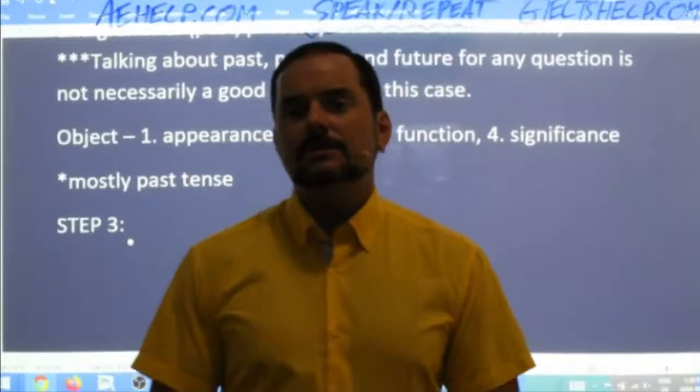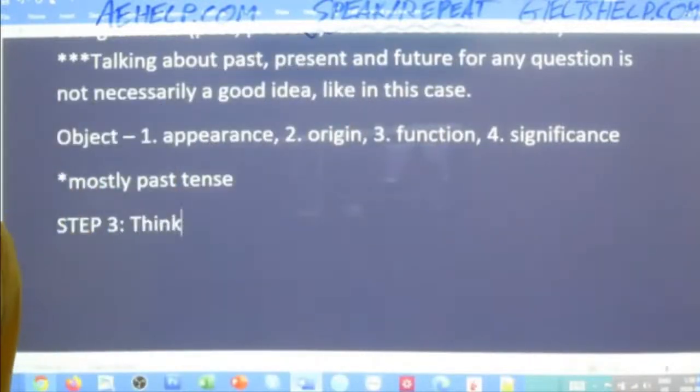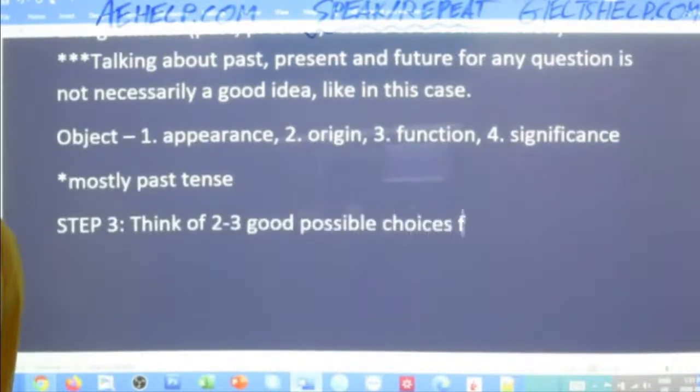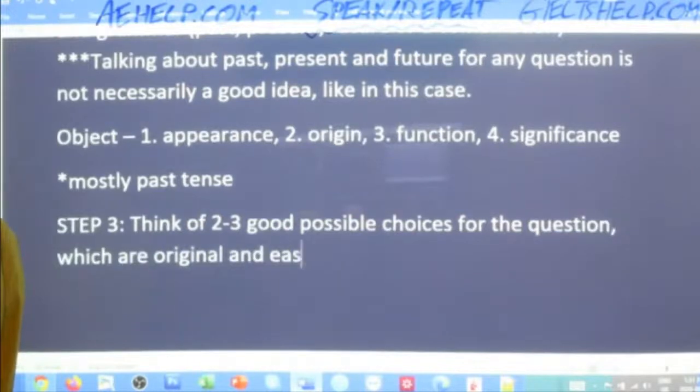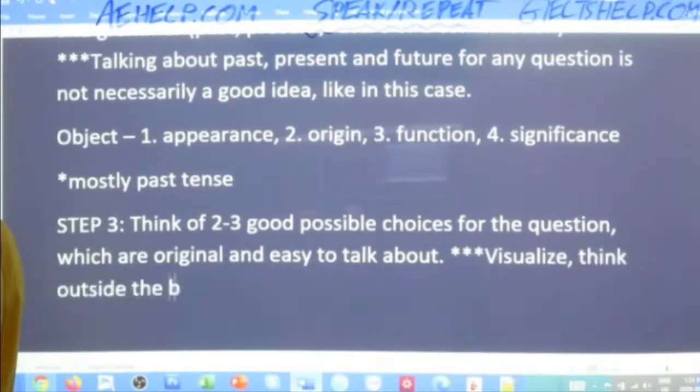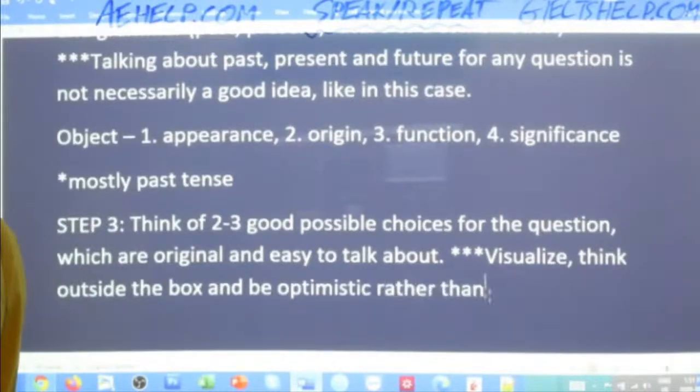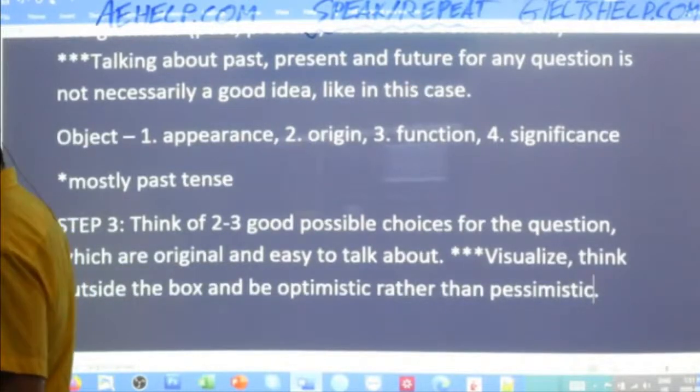Okay, so Carolina says, think of 2-3 possible choices. Yeah, absolutely. So think of 2-3 good possible choices for the question, which are original and easy to talk about. Okay, now here's the important part. Visualize. Think outside the box. And be optimistic rather than pessimistic. Okay? And that's an important one, okay?